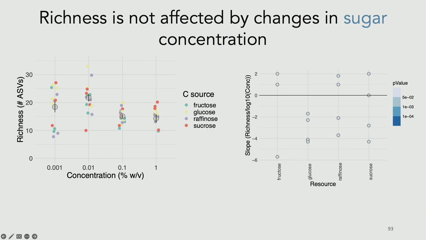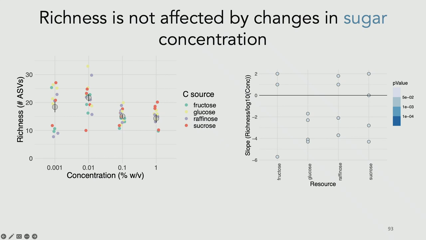But here I'm plotting the slope. If I look at these individual slopes of each resource as a function of concentration, they're all kind of spread out, but none of them is actually significant. None of these relationships with concentration is significant.